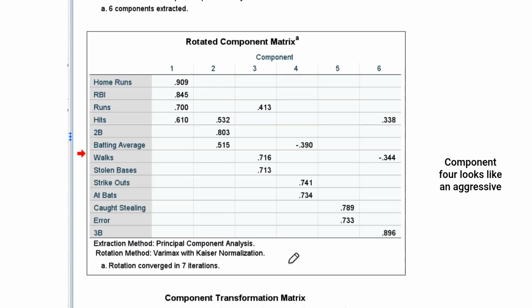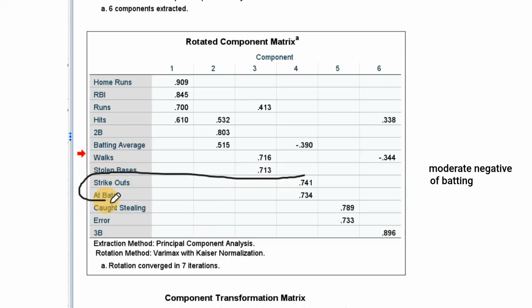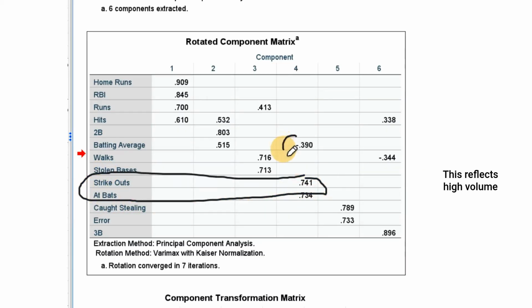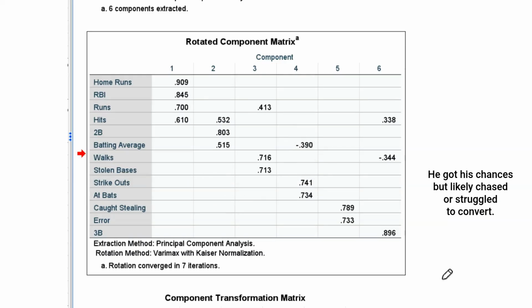Component 4 looks like an aggressive plate approach. Strikeouts and at-bats loading high with a moderate negative of batting average suggests the trade-off that comes from contact efficiency. This reflects high-volume games with more swing and miss. He got his chances, but likely chased or struggled to convert.